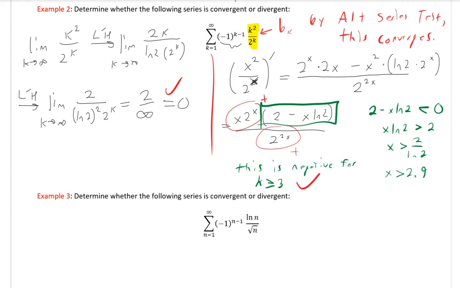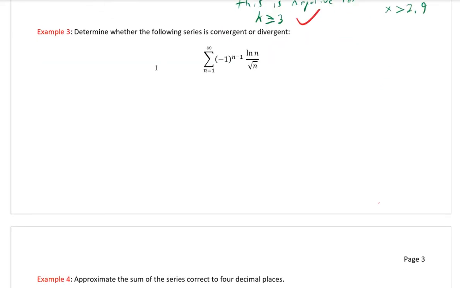Let's do one more example of the alternating series test. Determine whether the following series is convergent or divergent. Again, we're going to hopefully try to show that it is convergent. We have the sum of negative 1 to the n minus 1. Again, that's already separated out. Most of these will be. So we can keep that separate. Times natural log of n over square root of n. And this is going to be our b sub n.